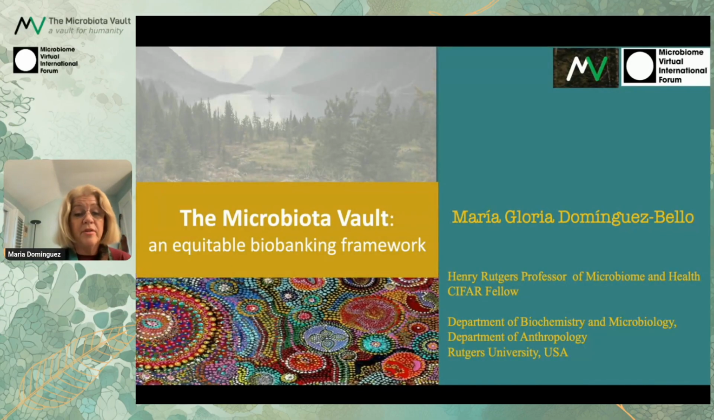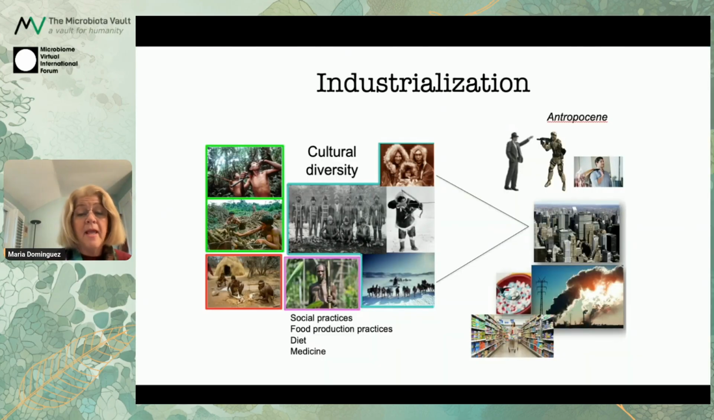I'm going to give a brief introduction of what the microbiota vault is. And as you all know, industrialization is happening everywhere very rapidly. With industrialization, there are changes in cultural diversity, social practices, food production, changes in diet, in the way we use medicine, converging into a single way of life. And this is what we call the Anthropocene. And the Anthropocene comes with great successes and advances, but also with huge problems which we haven't really tackled properly.